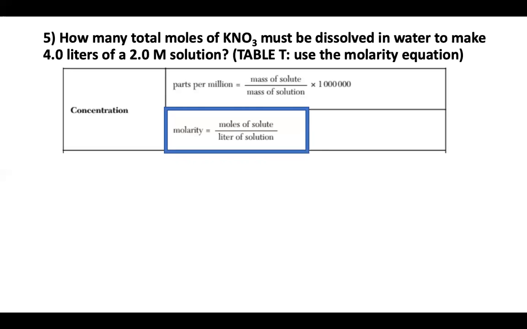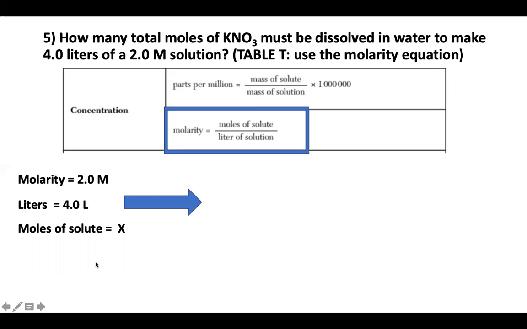Let's first list out the knowns that we have. What do we have for the molarity of the solution? Yeah, we have 2.0 M. How many liters of solution do we have? We got 4 liters. And what's going to be our X here? It's going to be the moles of the solute. That's what we're trying to find here: the total moles of KNO3 to be dissolved in the water. So let's set up our formula. It's going to be 2 M is equal to X over 4 liters.